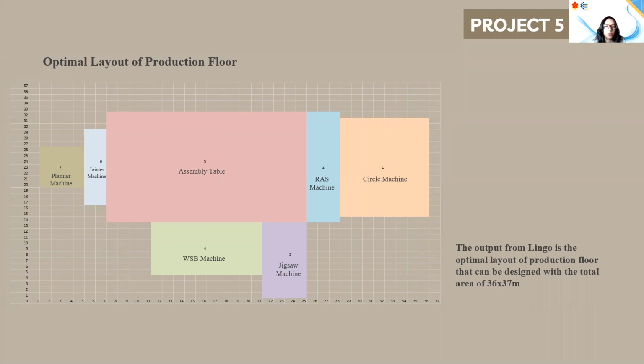So project 5, Lingo. The purpose of Lingo is to get the maximum space of the working space and also to place each machine. From the Lingo software, the maximum area is 36 by 37 meters, and this is the way to place each machine. Circle machines are on the blue map, jigsaw machines are on the purple map, WSP machines are on the light green map, assembly tables are on the red map, jointer machines are on the white map, and the last one, the planer machines, are on the dark green map.